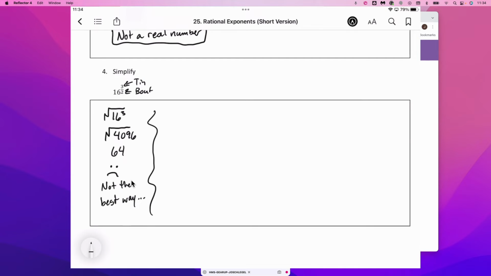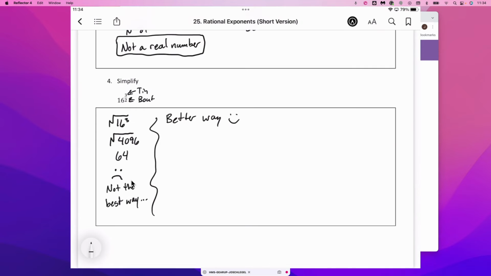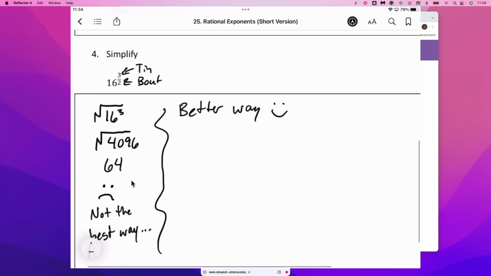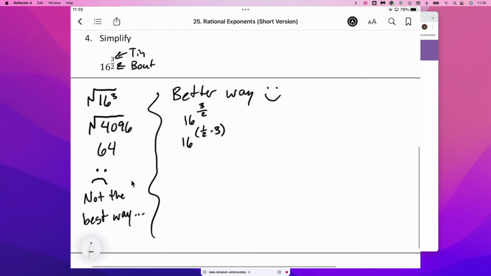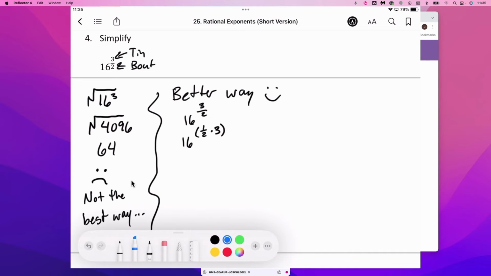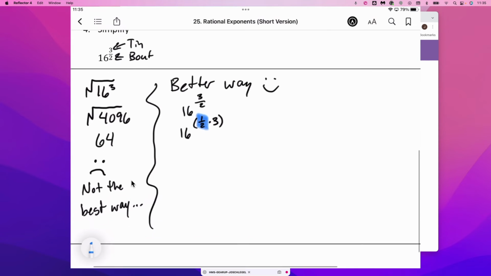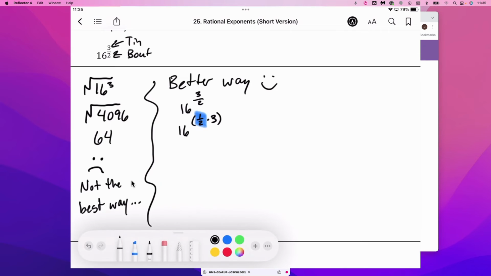A better way would be to turn that fraction in the numerator into a unit fraction, or a fraction that has a 1 in the numerator. And so what we're going to do is take our 16 to the 3 halves, and we're going to factor that numerator a little bit to make it 1/2 times 3. Now what's going to happen is we're going to go ahead and mess with that fraction, or that exponent, but we're going to leave the 3 there.